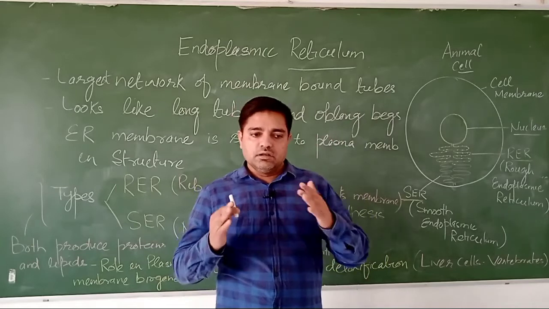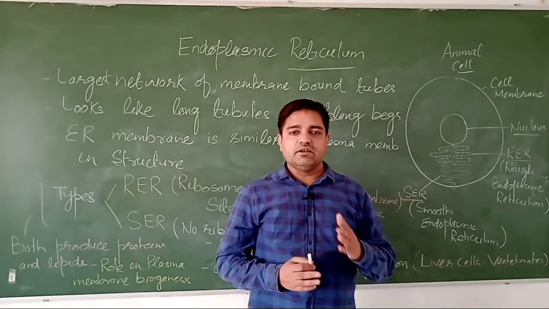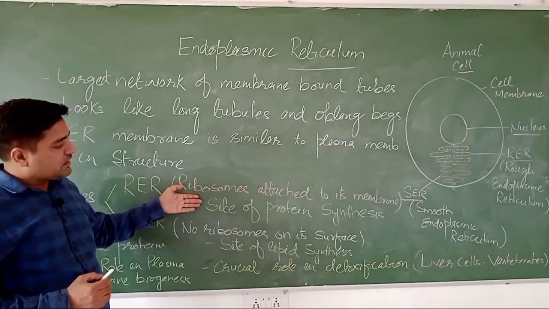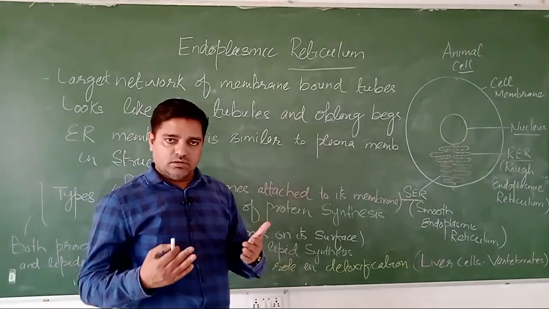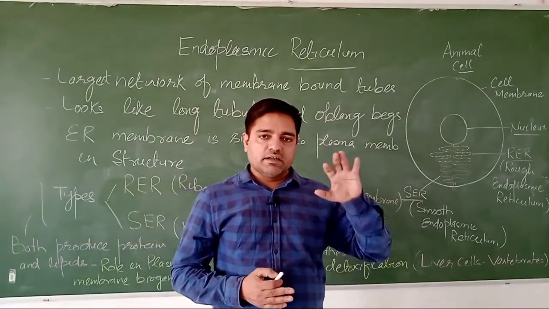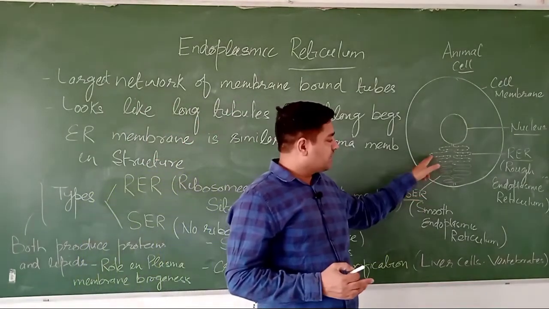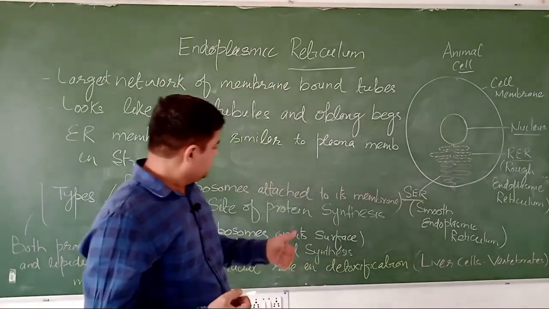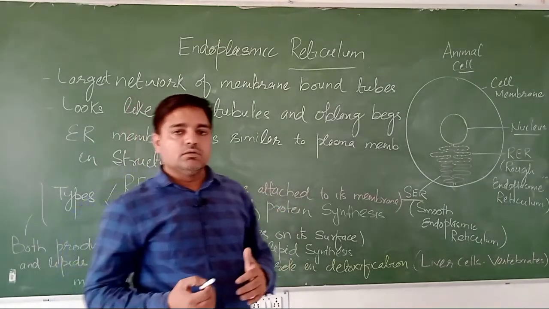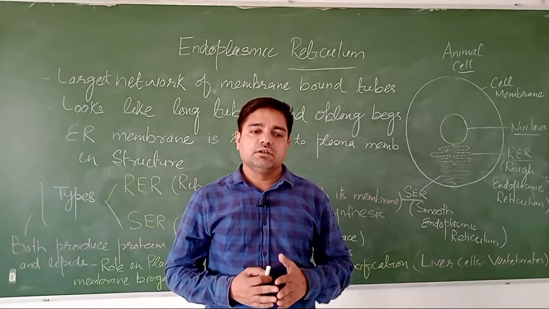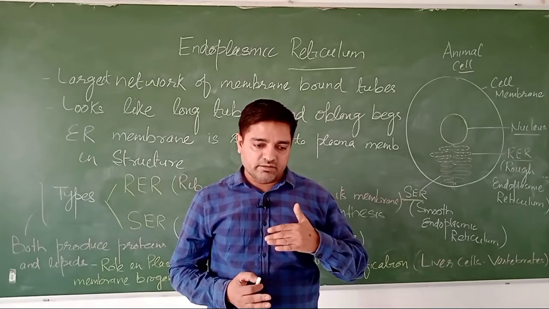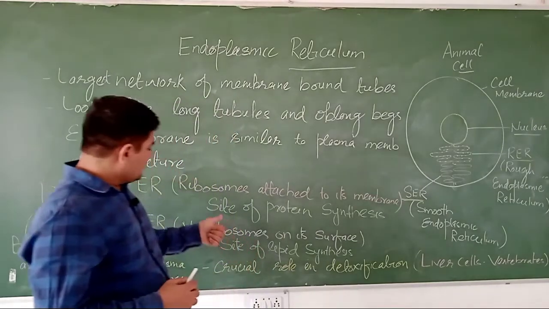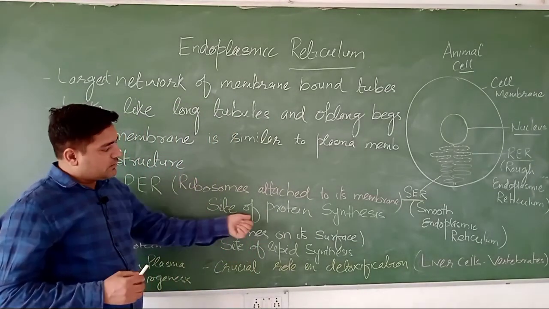Rough endoplasmic reticulum is the site of protein synthesis, and for this purpose ribosomes are attached to the membrane. Clear? When the ribosomes are attached to the endoplasmic reticulum, they produce protein, and protein is required for the sustainable development as well as the maintenance of the cell. So RER is the site of protein synthesis.